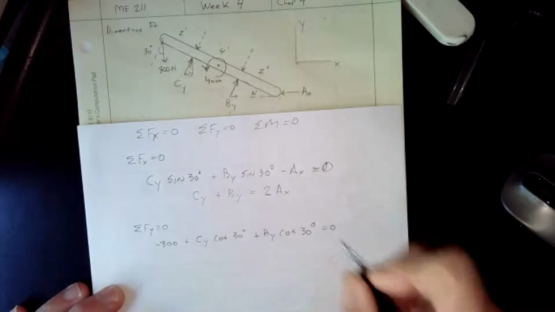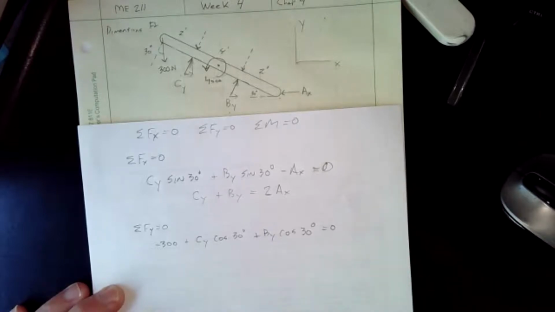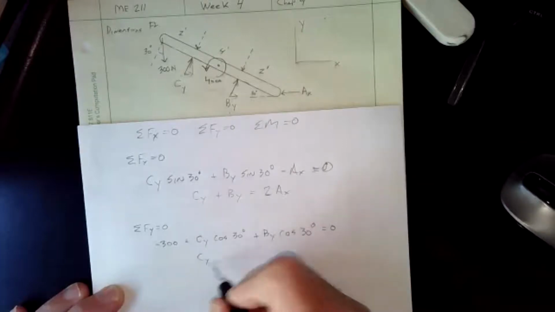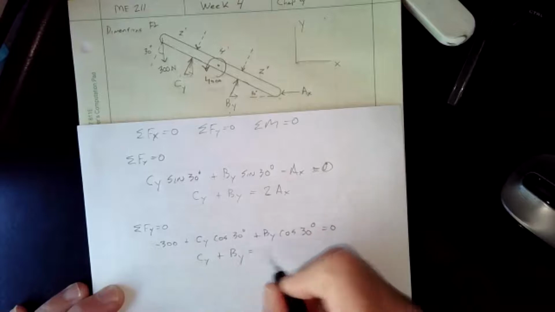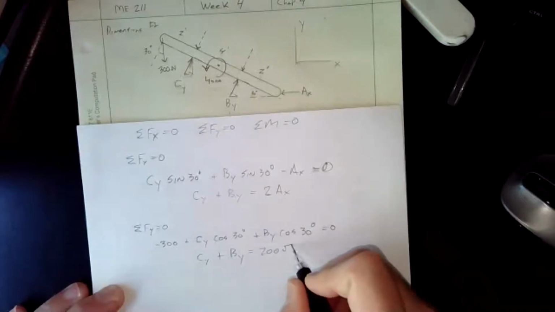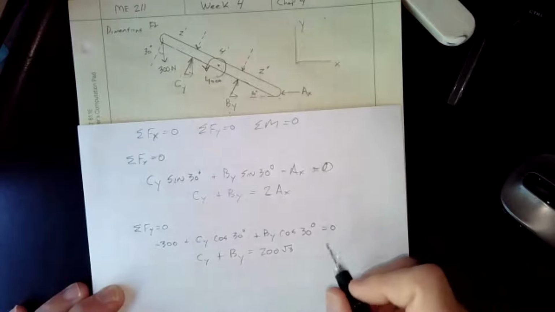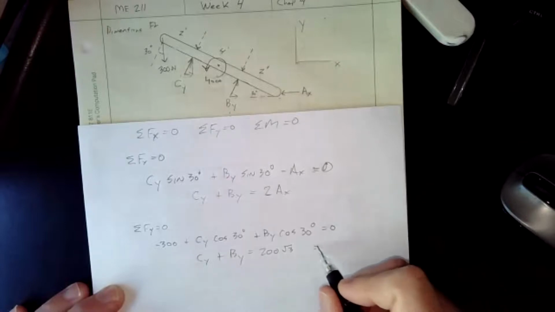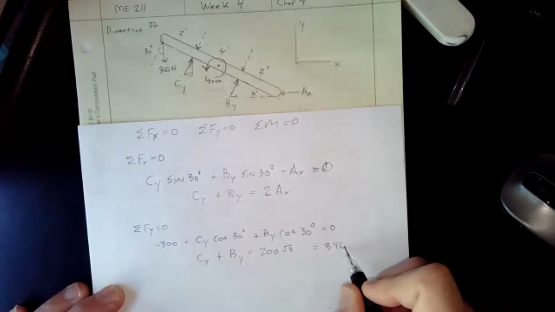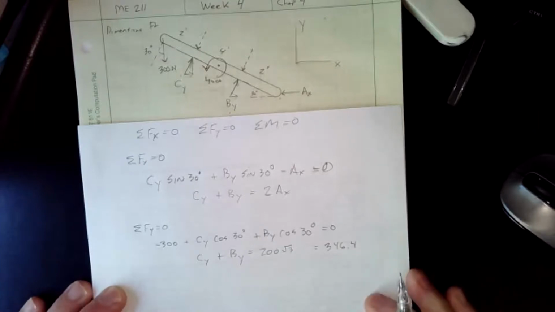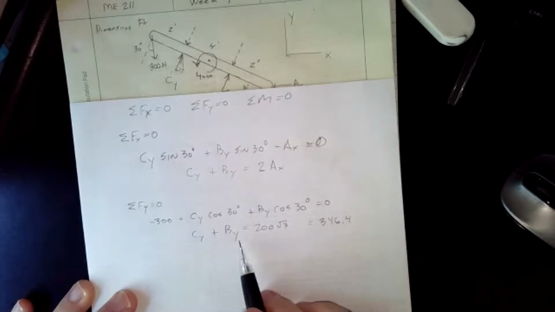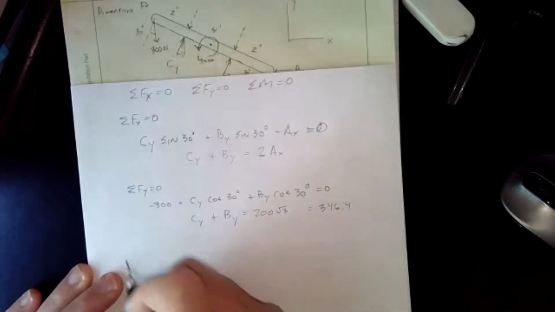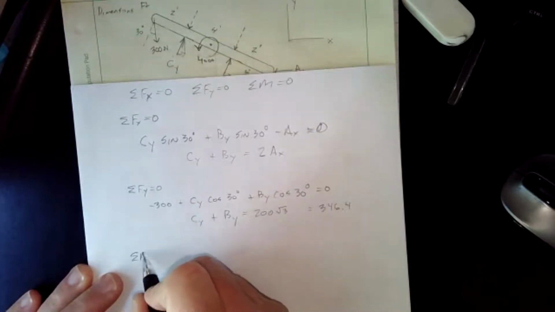And that equals 0. So if we solve for that, we get CY plus BY equals 200 times the square root of 30. And that 200 is about equal to 346.4. All right. So 1, 2, 3 unknowns, 1, 2 unknowns. So our third equation, now we're going to sum the moments.